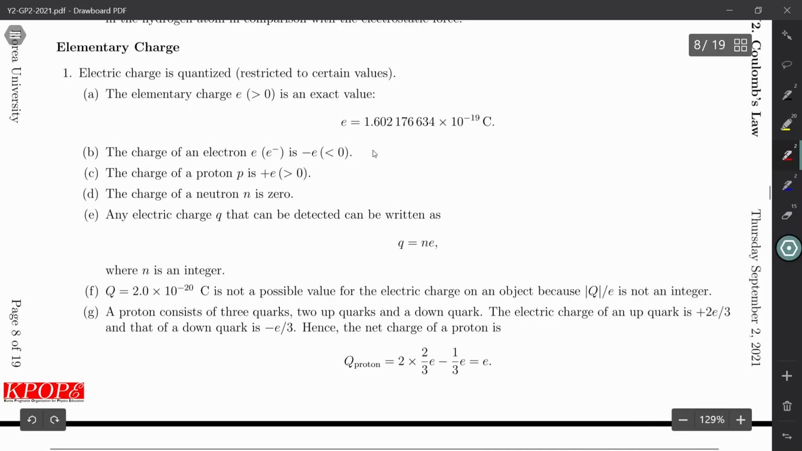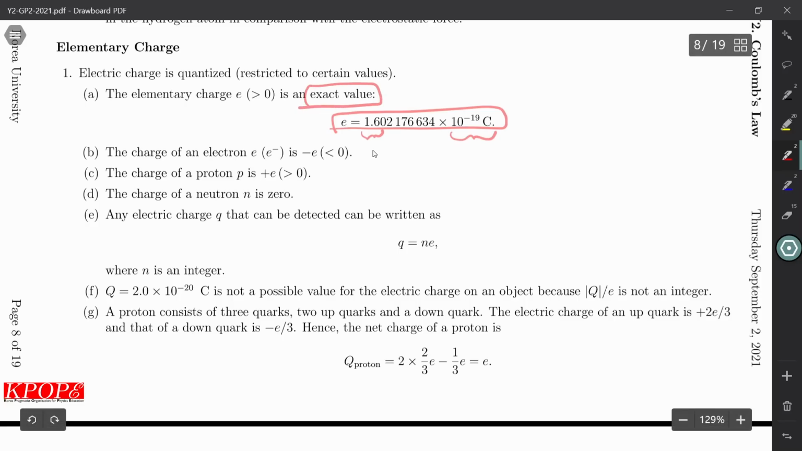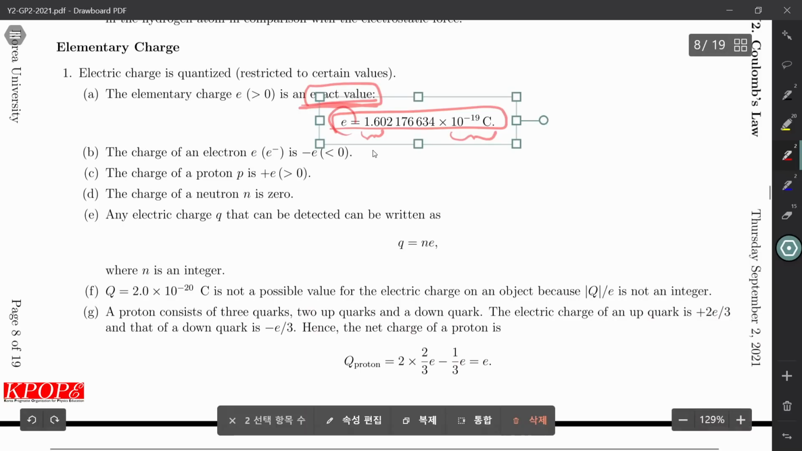Next, we considered elementary charge. Elementary charge is this one. You do not have to memorize all those digits, but at least you must remember 1.6 × 10 to the minus 19 Coulomb. But anyway, this is an exact value. It is not an approximate value, it is an exact value. And electron's charge is minus of this charge.